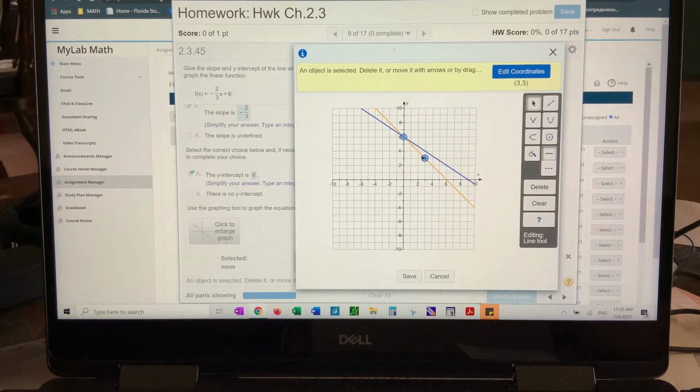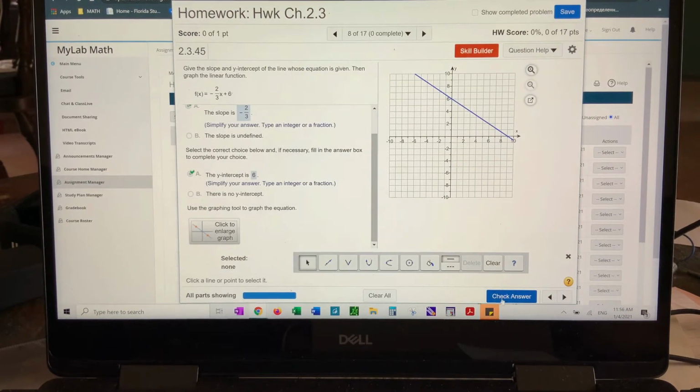If I want to move the other one, then I click on this one. This will activate it, and then I'll move this one. Okay, there we go. So let's save it. And now I'm clicking check.